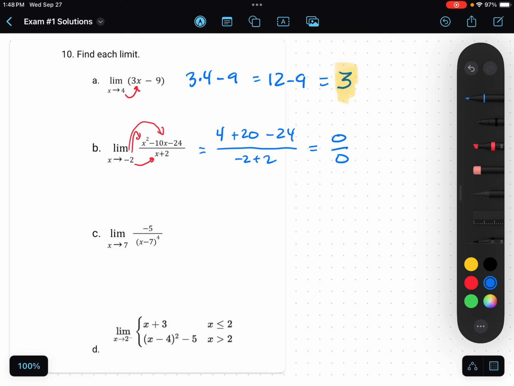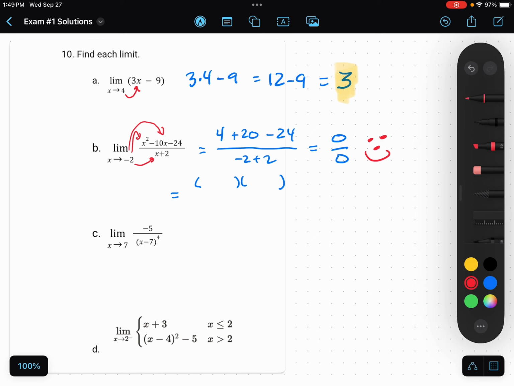Now, what I noticed people doing on the exam, when they saw 0 over 0, they put does not exist. And that's not true. This is what we call an indeterminate form. It means there must be some other math we can do. And often we can figure out what the value of this limit is. With polynomials, our strategy is to factor. So we're going to try and factor x squared minus 10x minus 24. That one's not bad. You can pretty much do that with guess and check.